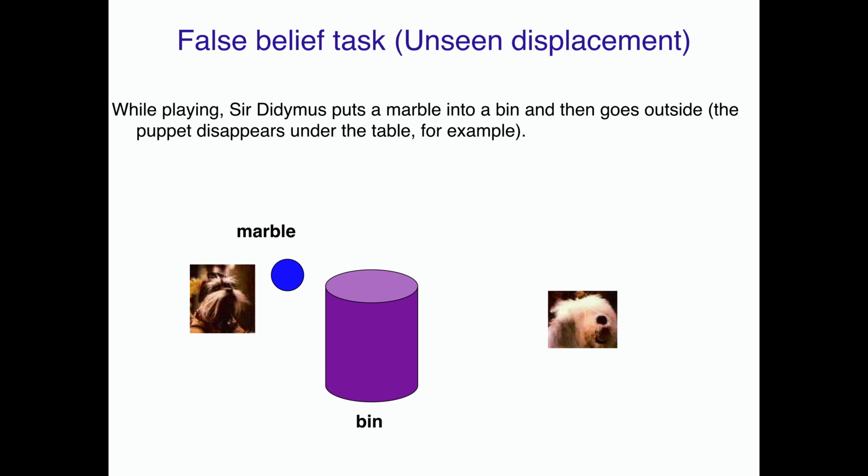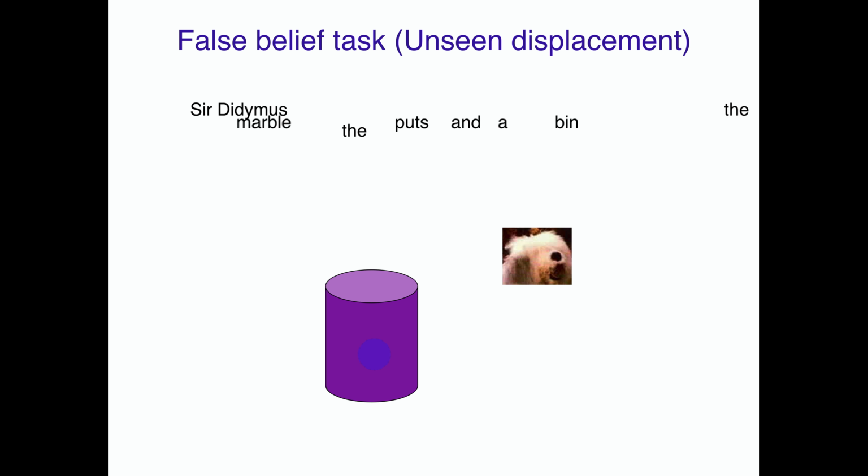And while playing, let's say that Sir Didymus puts a marble into a bin and then goes outside. Like maybe the puppet disappears under the table, for example, right? So the marble goes in and then it's in there. That's where Didymus sees it. And then Didymus goes out. Okay, so then Didymus is away.